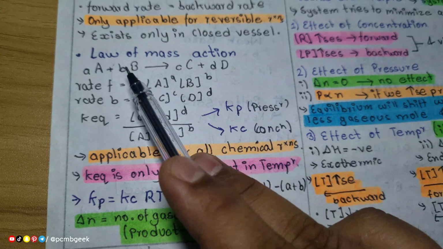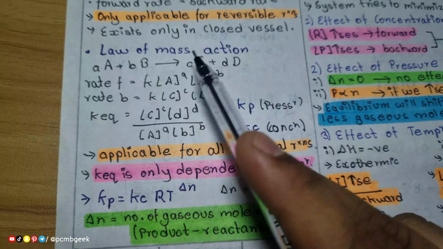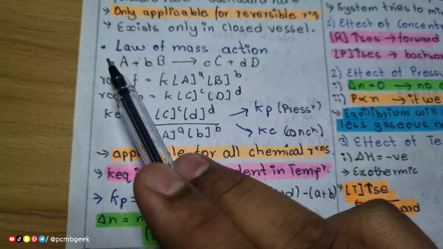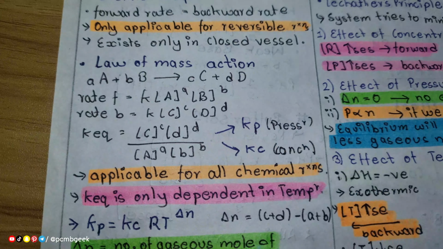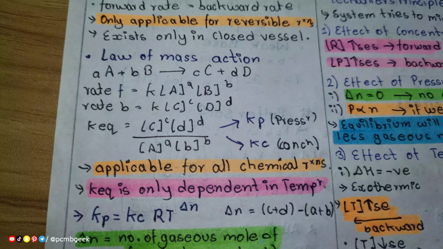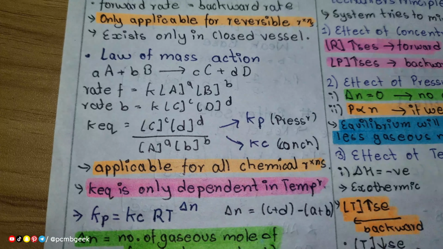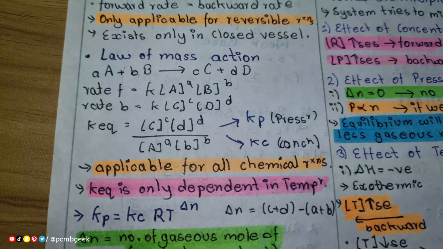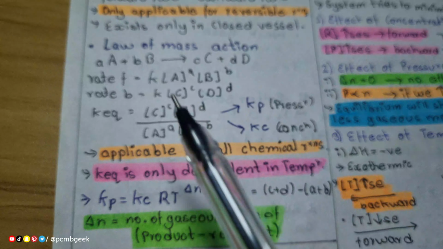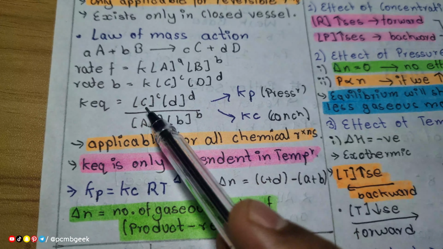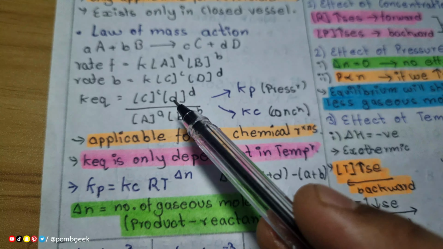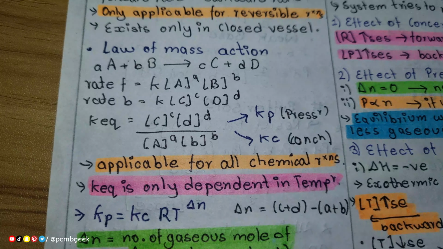Let us suppose reactant A and reactant B react to form product C and product D. The stoichiometric coefficients of A, B, C, D are a, b, c, d respectively. Now, the rate of reaction is proportional to the product of active masses in the reaction, in which each term is raised to the power equal to its stoichiometric coefficient, represented by the balanced chemical reaction. Equilibrium constant equals the product of active masses of products divided by the product of active masses of reactants.